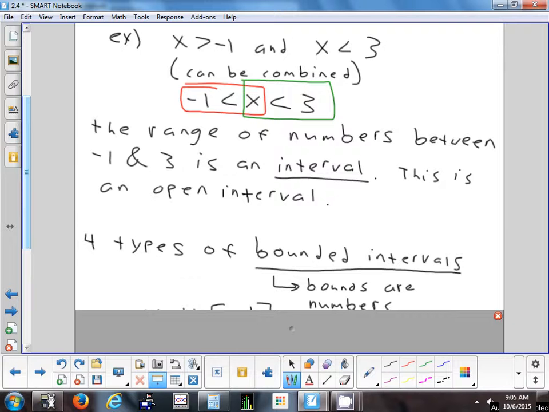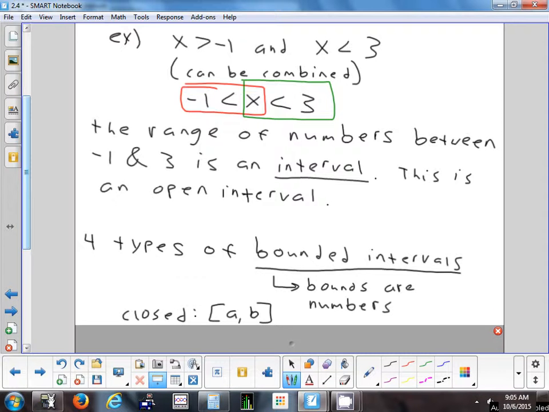Sometimes you have a bound that's not a number, like infinity. If I said to you, here's an inequality, x is greater than 4, there's no upper limit on that. It just goes on forever. That's an unbounded interval. Here there's an upper limit. 3 is as high as you can go. -1 is as low as you can go. So a bounded interval has numbers.